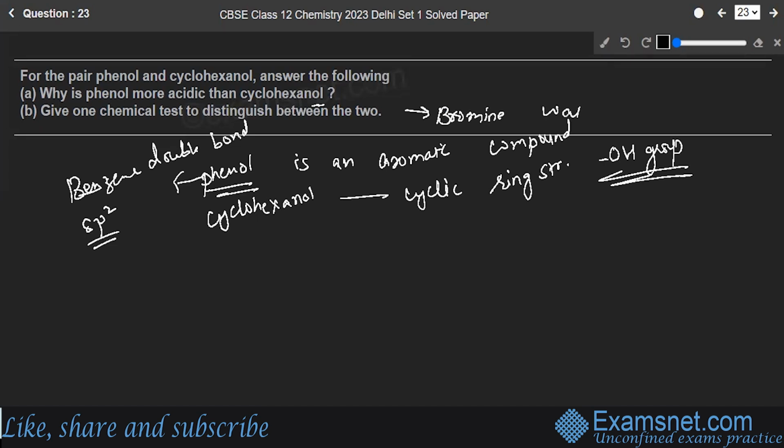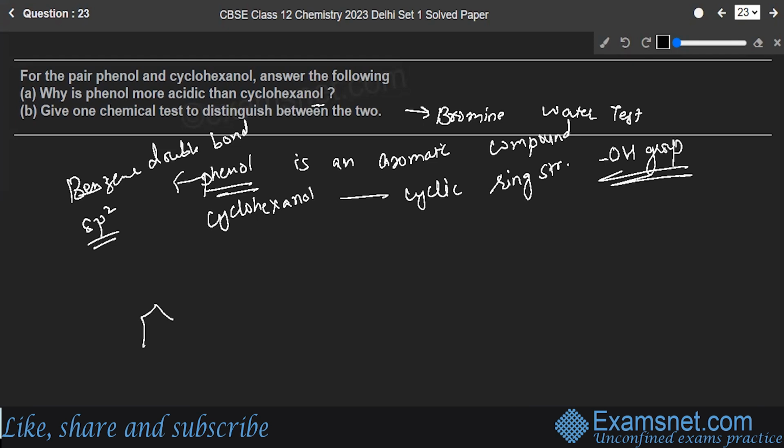Bromine water test. This can be used to distinguish between phenol and cyclohexanol, because phenol reacts with bromine water and gives tribromophenol, while cyclohexanol does not react with bromine water.